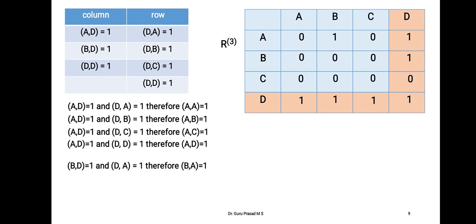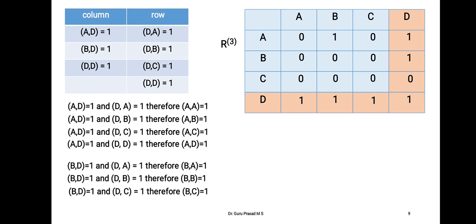Next, in the column second value, you have to check with all the row values. B comma D equal to 1 and D comma A equal to 1, therefore B comma A equal to 1. B comma D equal to 1 and D comma B equal to 1, therefore B comma B equal to 1. B comma D equal to 1 and D comma C equal to 1, therefore B comma C equal to 1. B comma D equal to 1 and D comma D equal to 1, therefore B comma D equal to 1. It indicates if there is an edge from B to D and there is an edge from D to D, then there will be an edge from B to D.